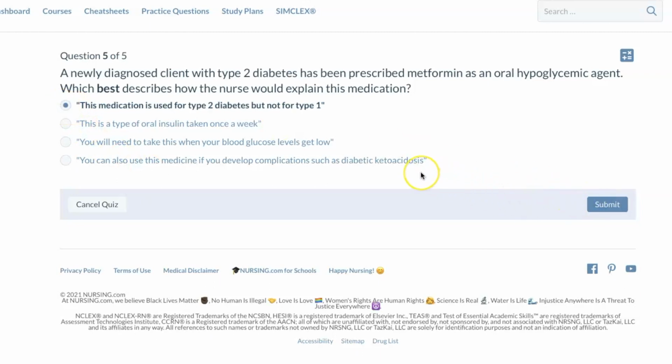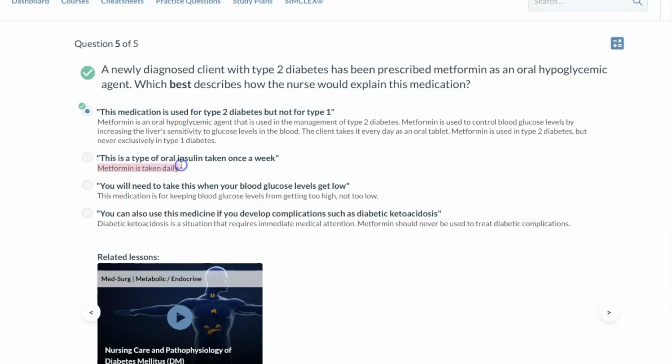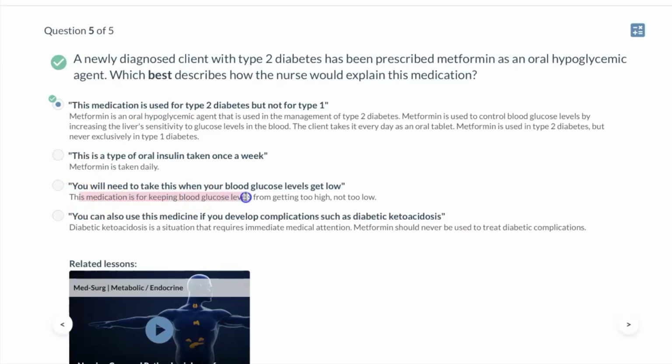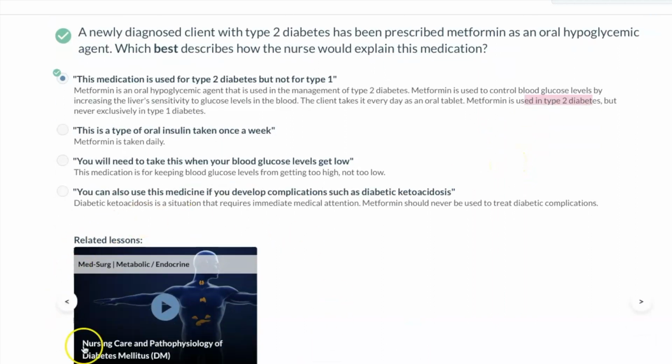So this is the answer. Metformin should never be used to treat diabetic complications. And metformin is taken daily. This medication is preventative, right? You don't take it like a headache medicine, like, oh, I have a headache, let me take ibuprofen. Oh, my blood sugar's high, let me take metformin. No, that's not how it works. You need to take it every day to control your blood glucose levels. It works by increasing the liver's sensitivity to glucose levels in the blood. It's used exclusively in type 2 diabetes, not in type 1. And again, nursing.com provides these handy dandy videos if you need a refresher on a specific topic.